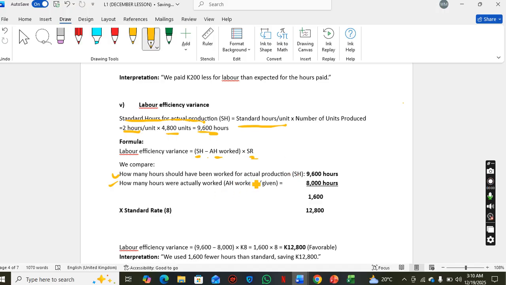But in actuality, in the question, they told us that they worked for 8,000 hours, meaning they were efficient. They worked for less than what was expected. So 9,600 minus 8,000, the workers saved 1,600 hours. And if you multiply that by the standard rate of 8 kwacha per hour, it's like the workers saved 12,800 for the company.